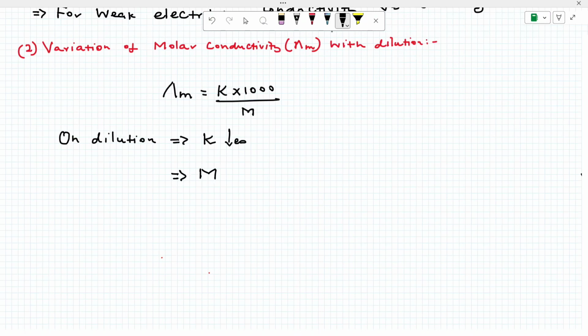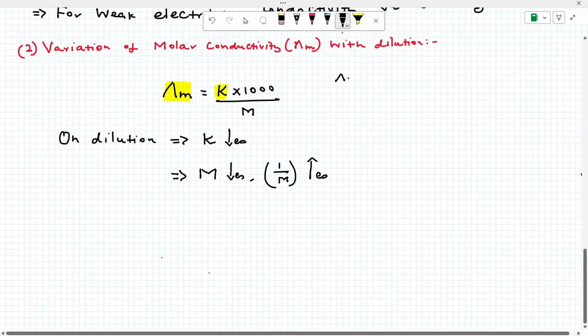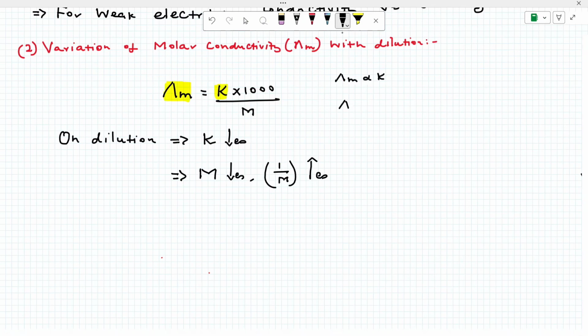Concentration decreases. M decreases. But 1 by M increases. Yes or no? Now see, very important. Yes, the lambda m dilution to kappa. Yes or no? The lambda m dilution to kappa. At the same time, the lambda m and dilution 1 by m also, right?